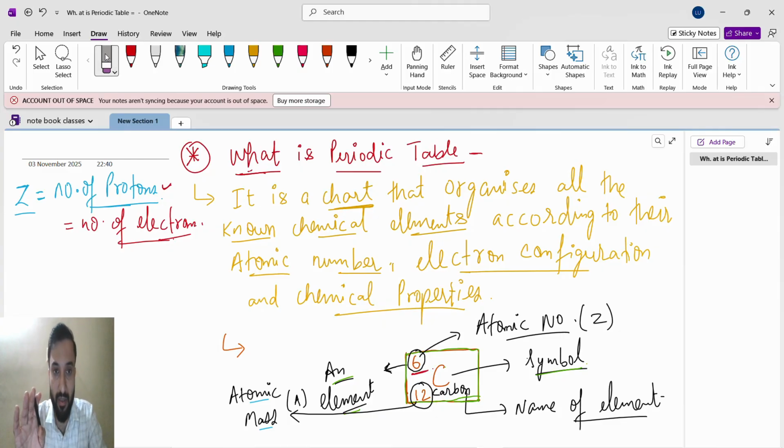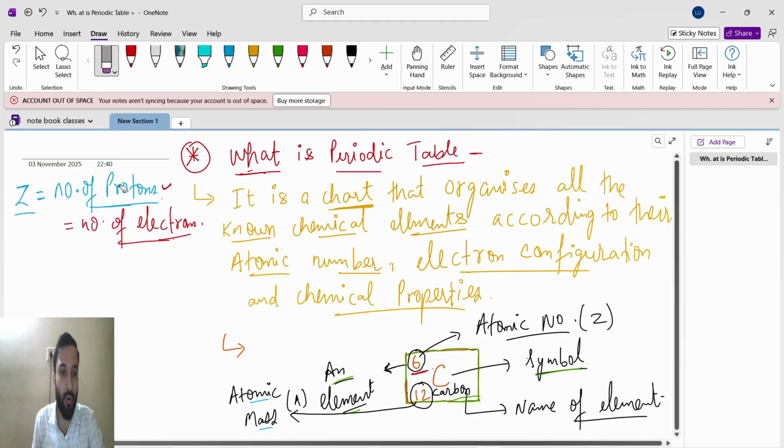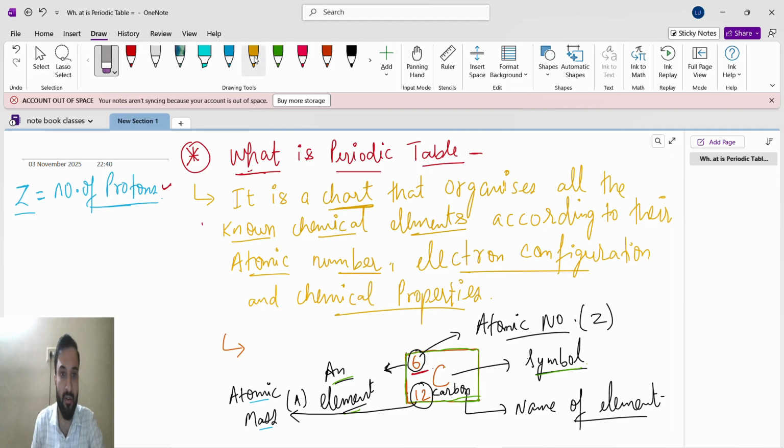If they ask the atomic number of an ion, ion means we have a positive or negative charge, meaning cation or anion. At that time number of protons is not equal to number of electrons. We will just take atomic number as the number of protons. This is the general formula. Atomic number represents number of protons. We will not say atomic number represents number of protons equals number of electrons.